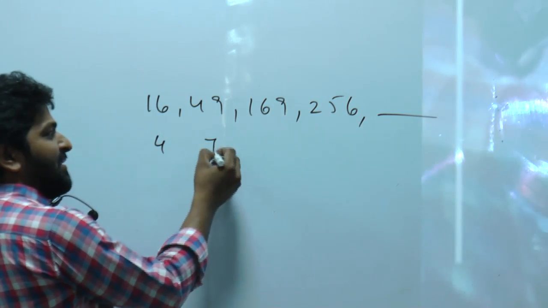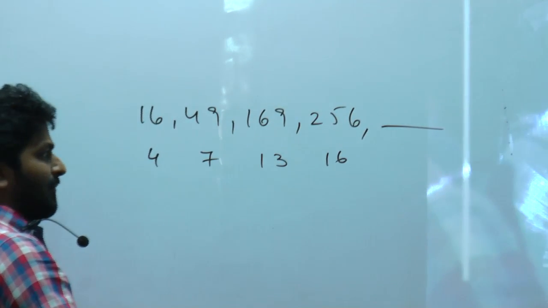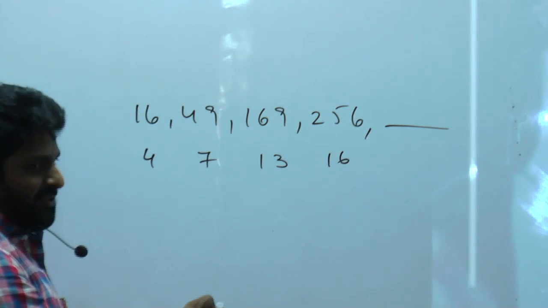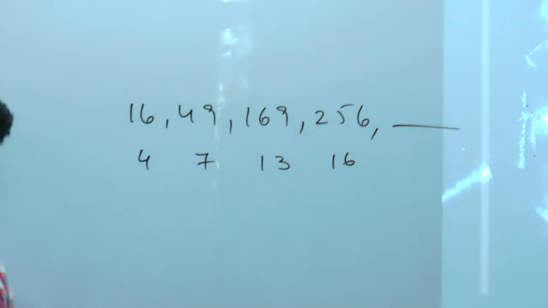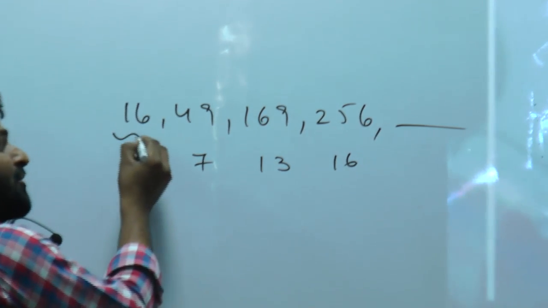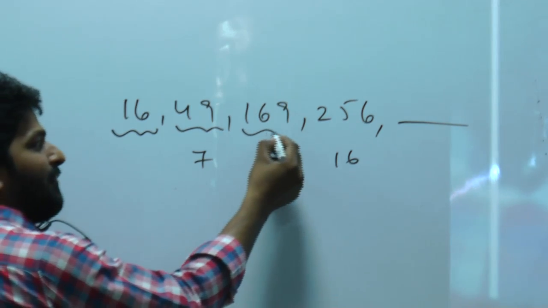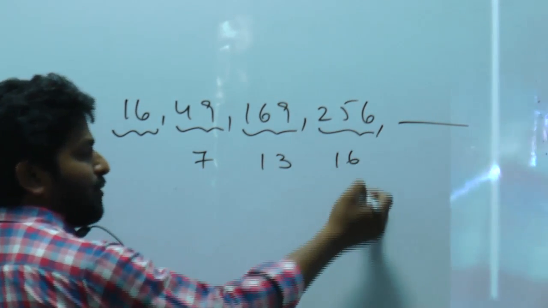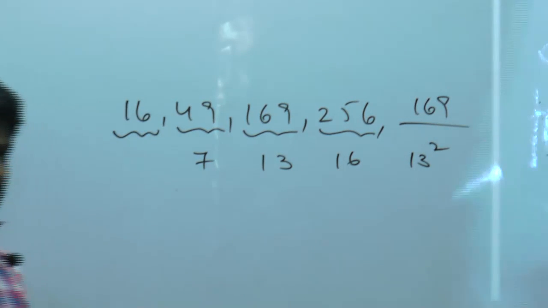4, 7, 13, 16. Any logic? Plus 3, plus 3, plus 3, you will say. What is the next number? 19. Do you have 19 square? No. The logic is the sum of these two numbers, the sum of these two numbers, the sum of these two. How much? 13. 13 square, 169, is the answer.